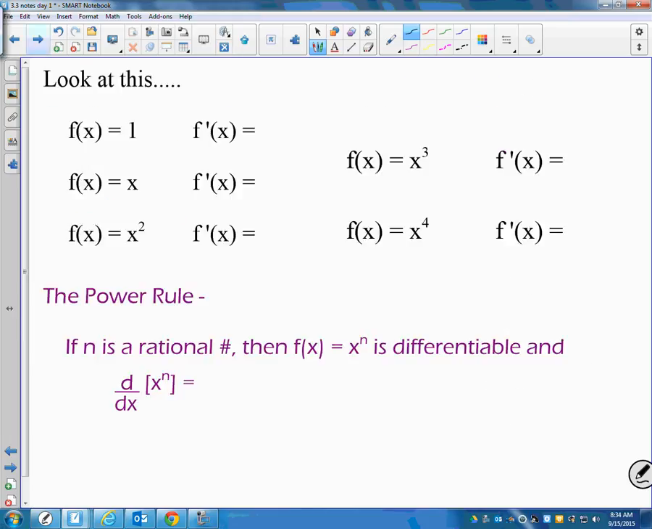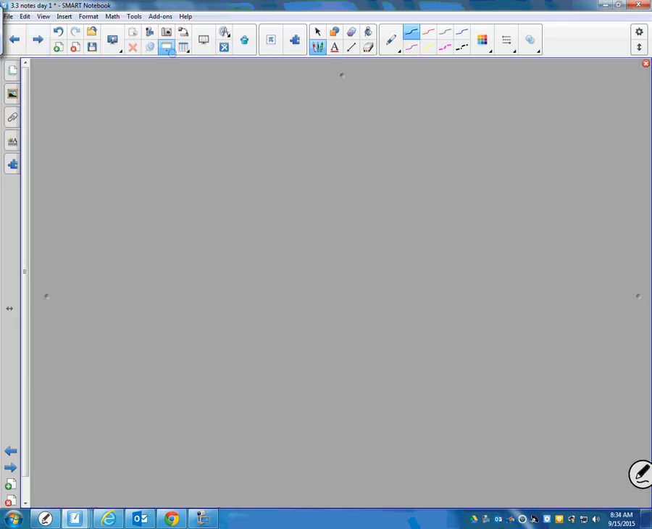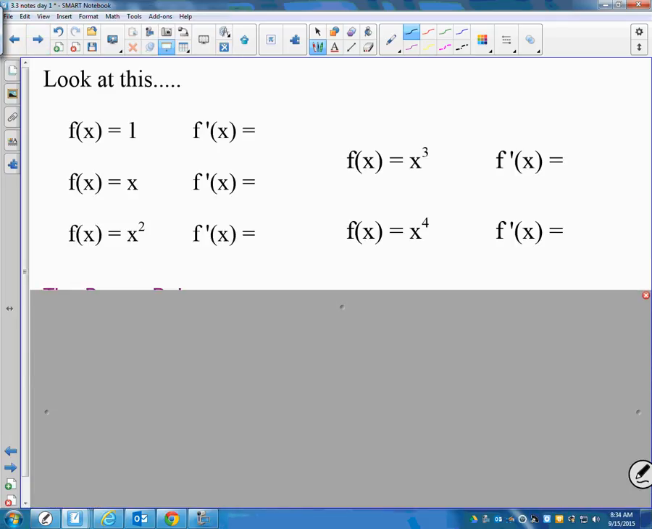Alright, so I'm going to give you the derivative of this, and I want you to look at the pattern, okay? So we just talked about this. What would the derivative of 1 be? 0. The derivative of x, what would be the slope of the linear equation x? It's 1. The derivative of x squared is 2x. The derivative of x cubed, 3x squared.